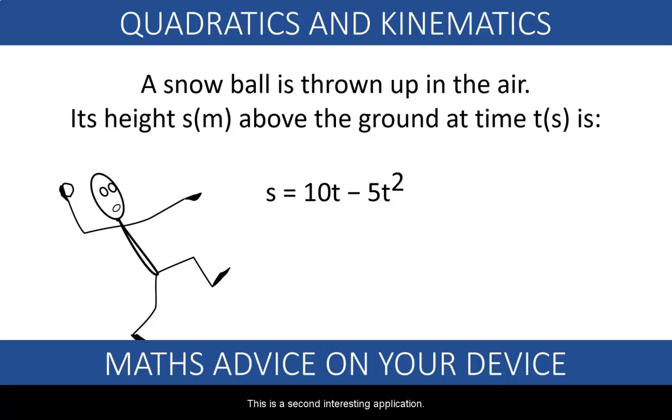This is a second interesting application. A snowball is thrown up in the air. Its height in meters above the ground at time t in seconds is given by the equation s equals 10 times t minus 5 times t squared. Estimate the maximum height that the snowball reaches.